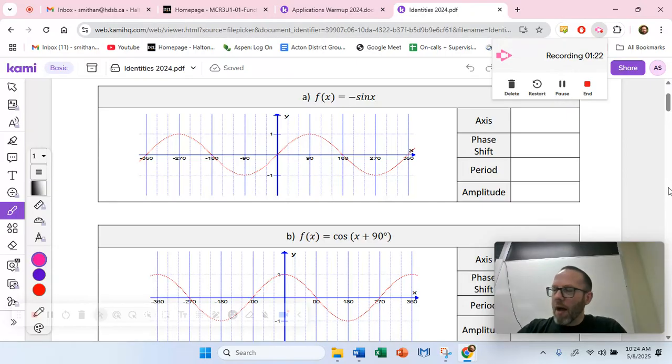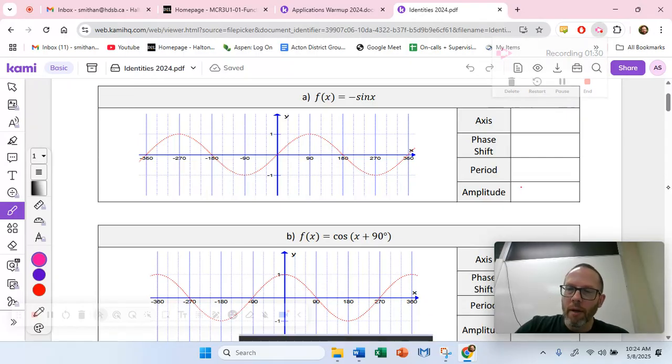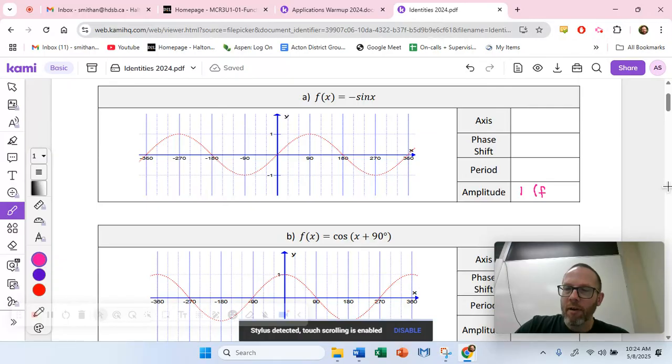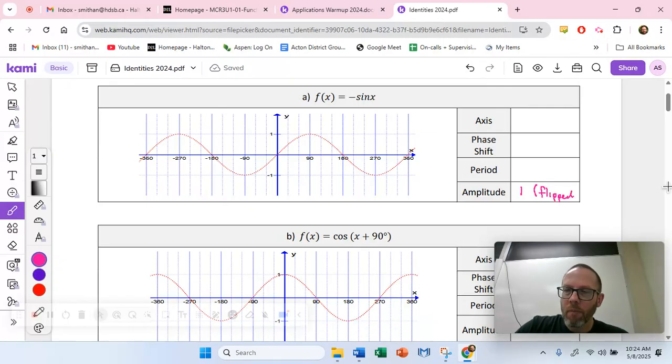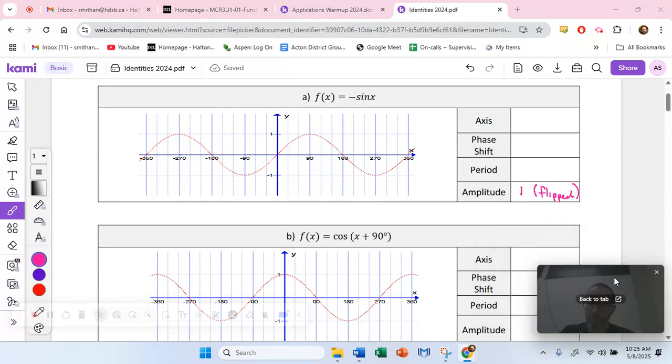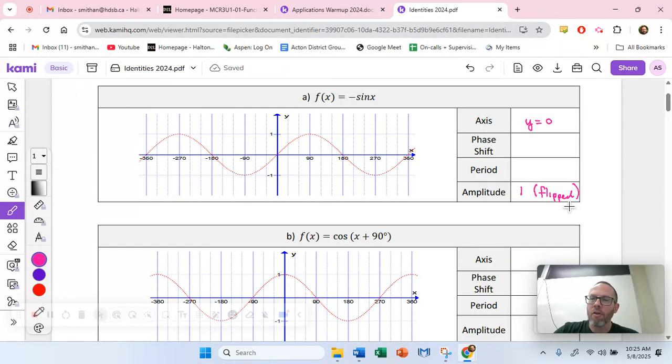All right, what does the graph of negative sine x look like? Its amplitude, that negative is like -1. Its amplitude is still 1. But I'm just going to add in brackets here, we know that it's flipped, right? Or reflected in the x-axis is the fancy way. What's the axis? Well, the axis is just 0, and it looks like there's no phase shift. And the period, nothing is multiplied by the x. The period is still 360.